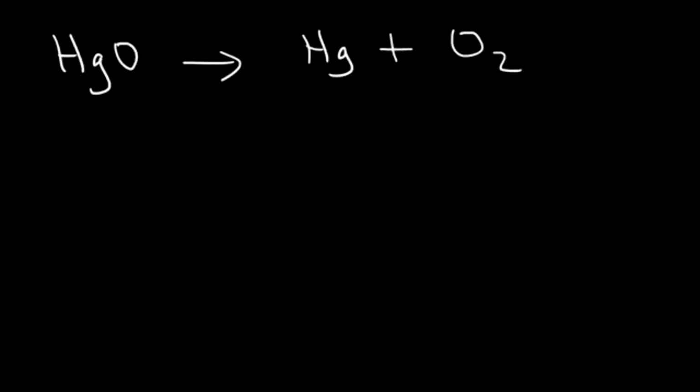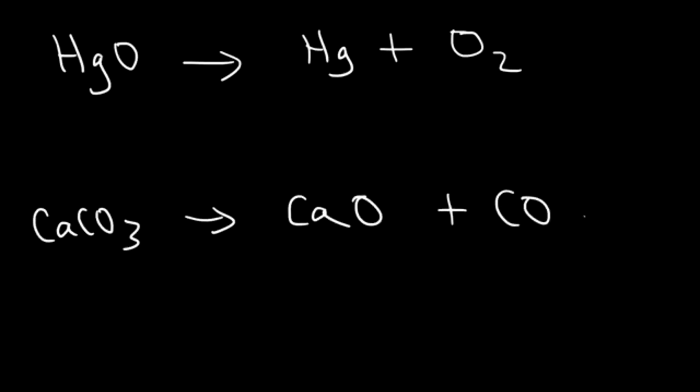Now consider these two decomposition reactions. When mercury oxide is heated, it decomposes into mercury and oxygen gas. And if you were to heat calcium carbonate, it will decompose into calcium oxide plus carbon dioxide gas. So, which of these decomposition reactions is a redox reaction?